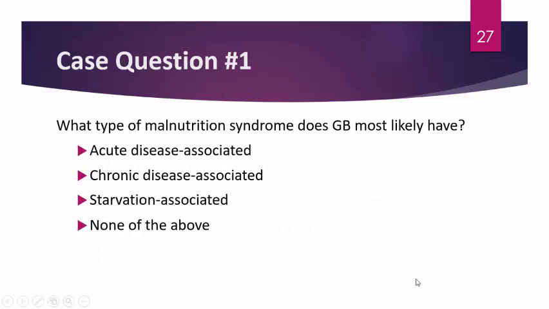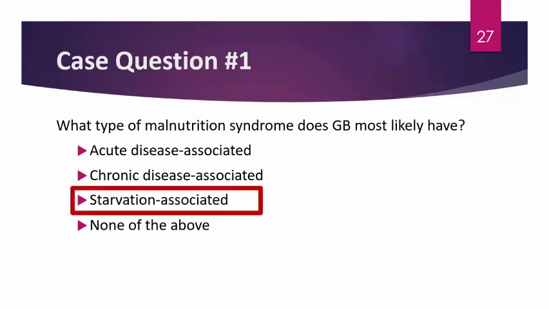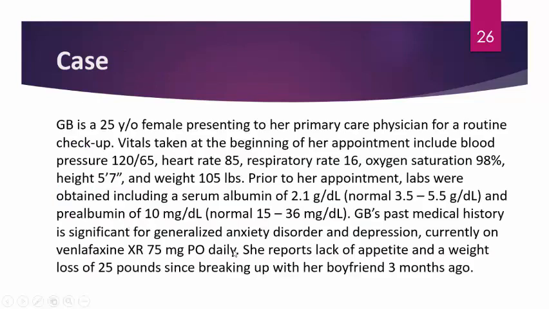So what type of malnutrition syndrome does GB most likely have? The answer here is GB most likely has starvation-associated malnutrition syndrome. The reason is her recent weight loss of 25 pounds within the last 3 months. If you remember back to the criteria we had for potential malnutrition, weight loss of 7.5% or more over 3 months may indicate malnourishment.